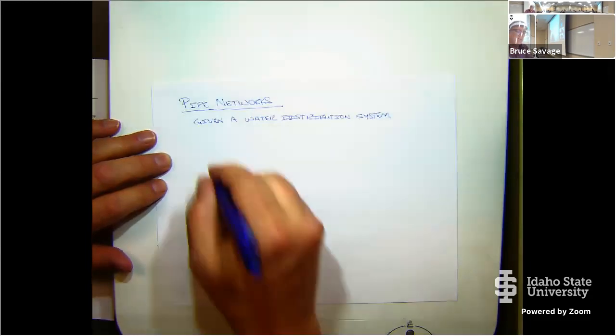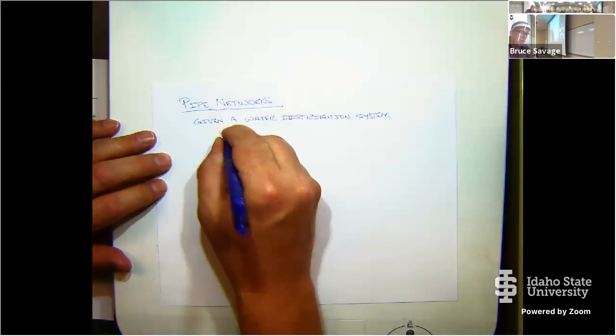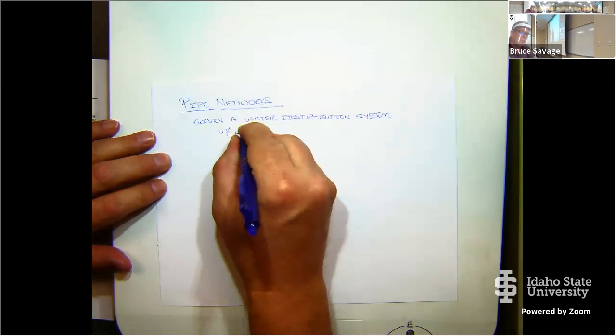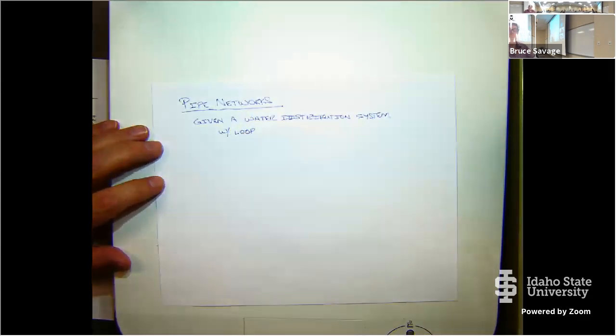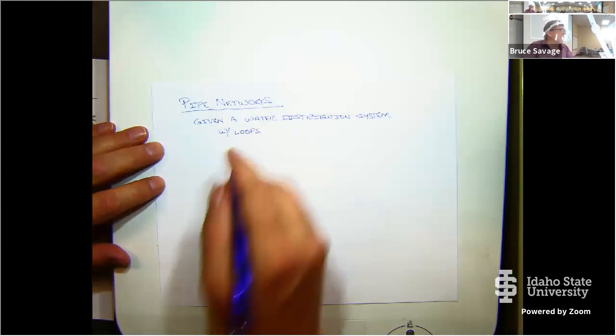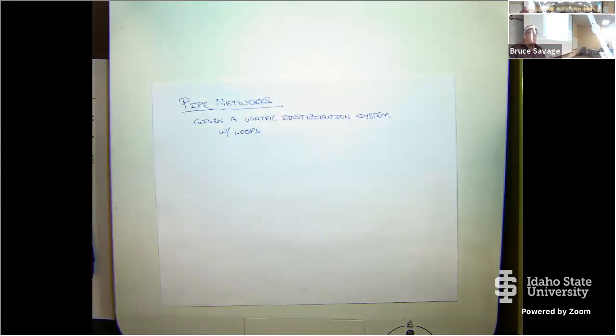But anytime we have loops, so a water distribution system with loops, the question could be asked, well, why would we have loops in our network? And what is a loop? Well, a loop is where the pipe connects back to itself some way. It forms a complete circle or a complete shape that comes back on itself. And when we build city systems, we build them in loops. Why is that? Any ideas of why we would build them in loops?